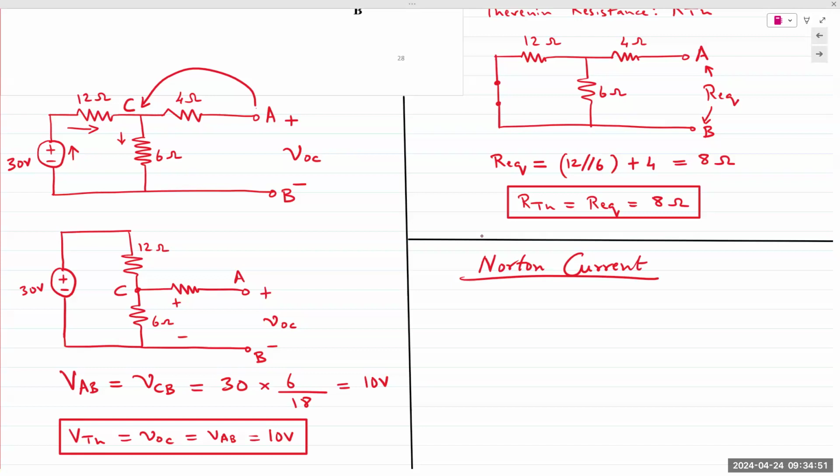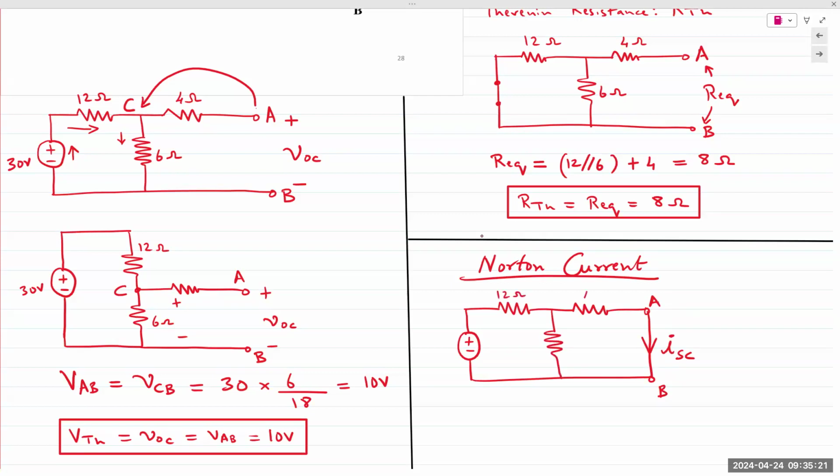Okay, let's go ahead and draw that out. We have A, we have B, place a wire between them. Arrow should be pointing downwards. That's our assumed direction. 12 ohms, 4 ohms, and 6 ohms. And let's keep this as C. This is 30 volts. They all have the exact same circuit.